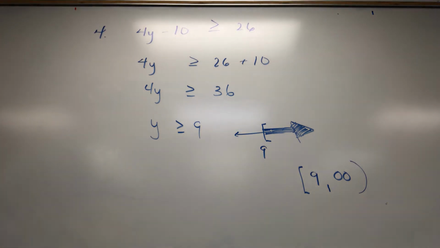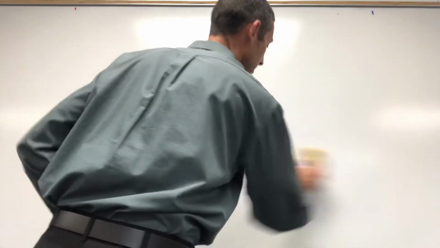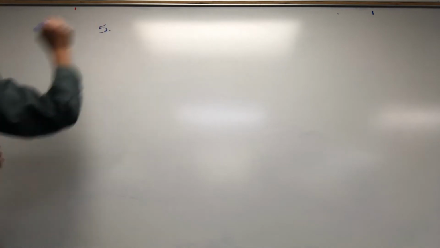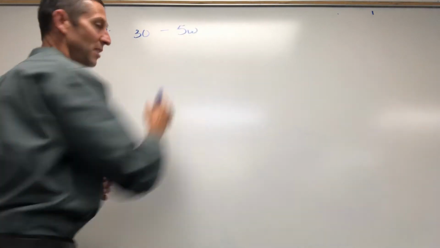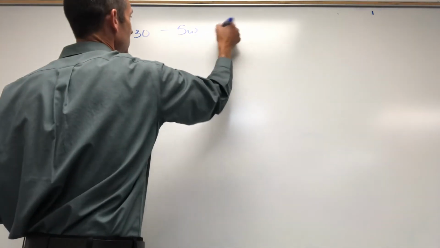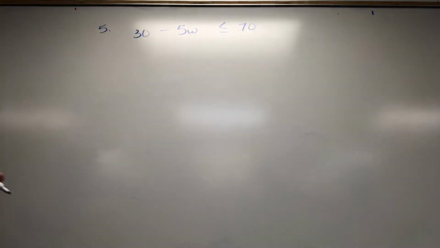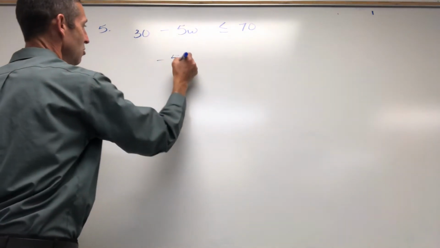All right, let's rock another one. Oh, I know what we got to do. The most important rule in solving inequalities coming right here on number 5. So we got 30 minus 5w, less than or equal to 70. All right, we're going to solve this math problem. We're going to take this 30, we're going to subtract it over.